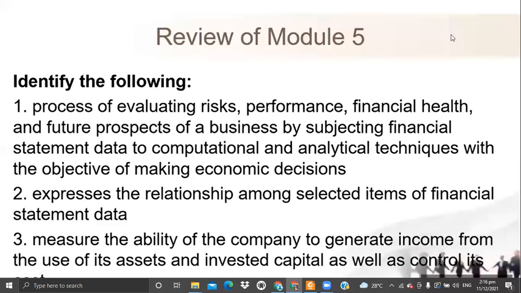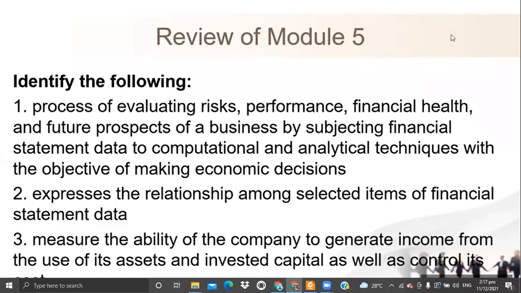So we can have a brief review of our last chapter, the ratios, the financial ratios. We can go back to those. We have a few questions here that we can answer so we can measure whether we learned something from the last chapter.